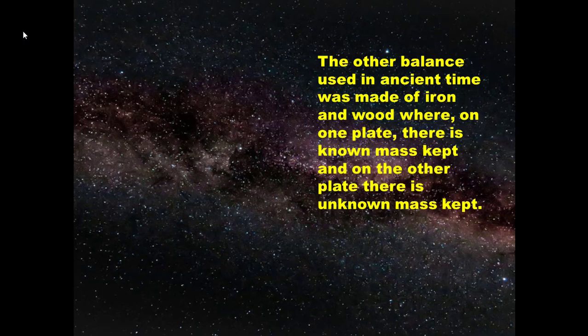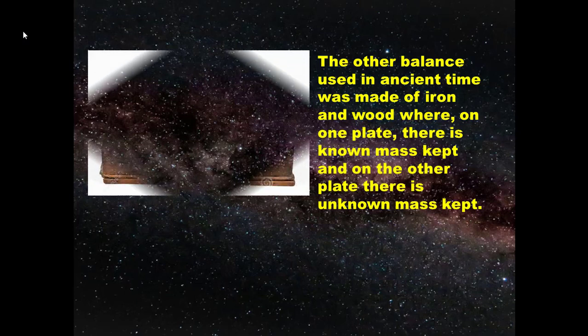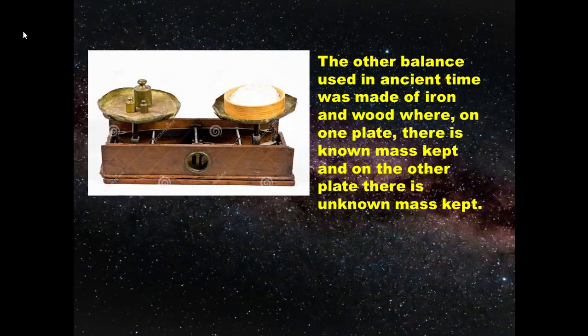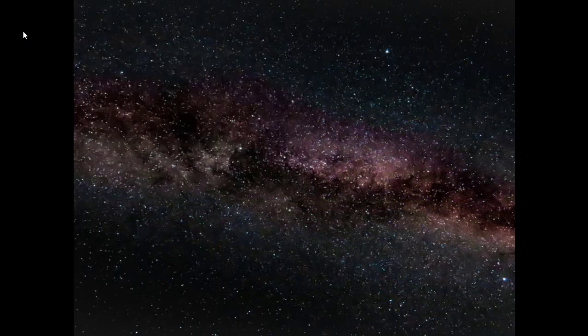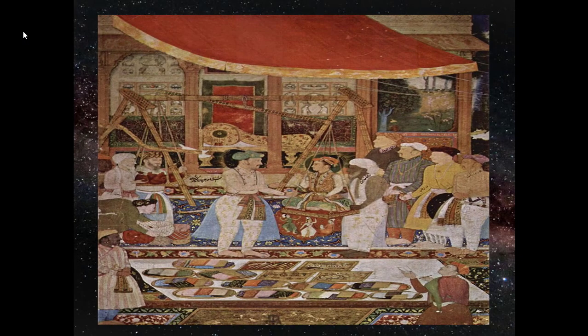The other balance used in ancient time was made of iron and wood, where on one plate there is a known mass and on the other plate an unknown mass is kept. Next is the evidence of beam balance used in the 15th century. This is the picture when Mughal Emperor Jahangir weighed his son in gold as a part of the celebration of his 15th birthday.